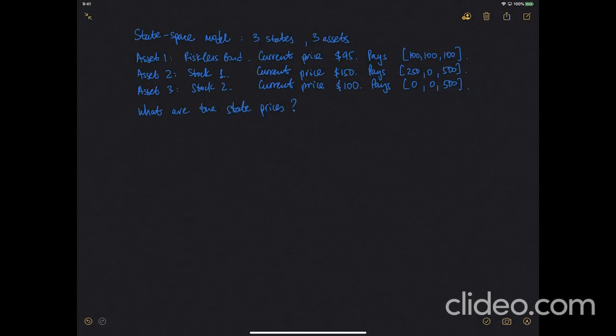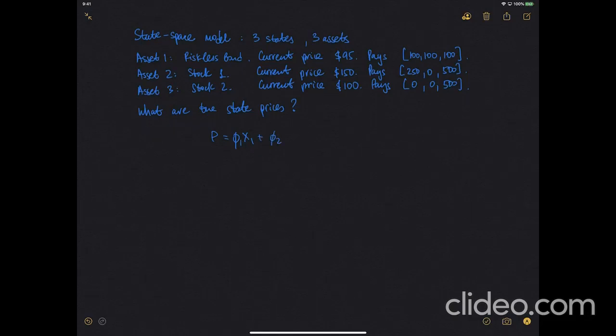To answer this question, let's start by writing down the pricing equation that connects the payoff that we get from an asset with the state prices. Recall that in question 2, we're working with the following equation. The price of any asset equals the payoff that asset pays in the first state multiplied by the state price of that state.